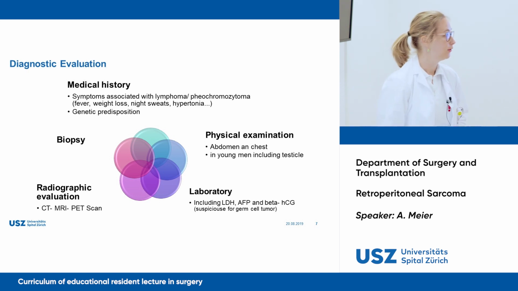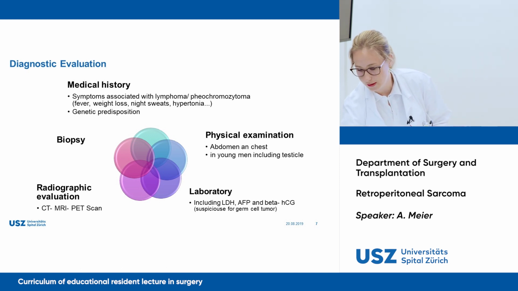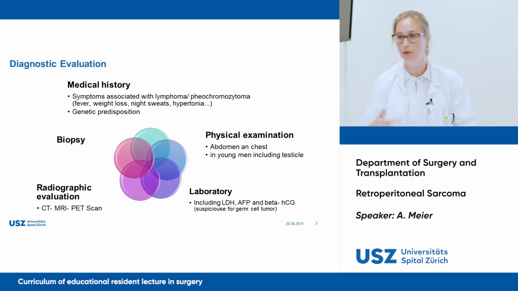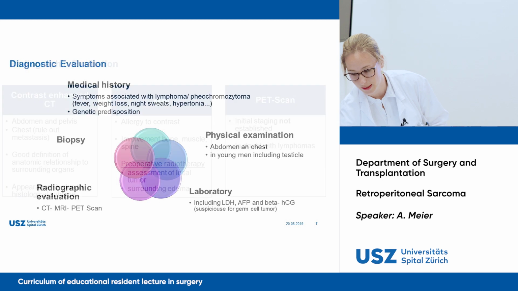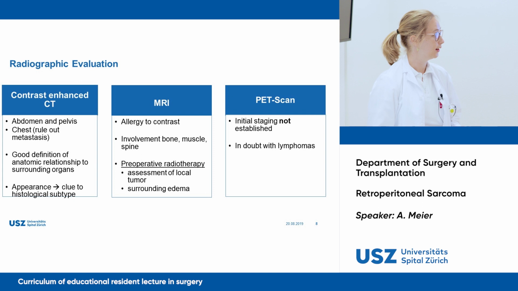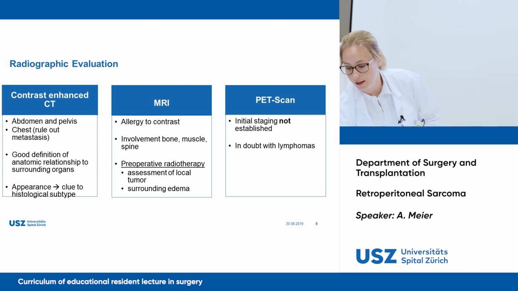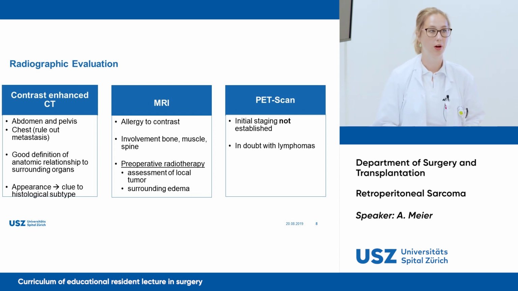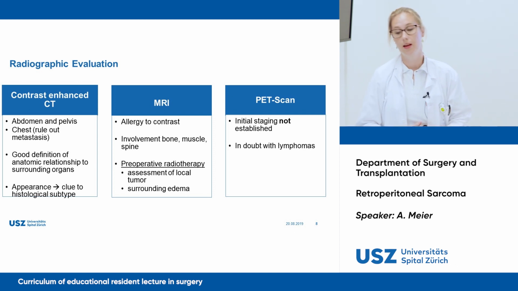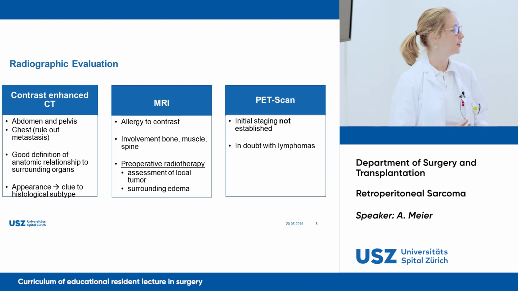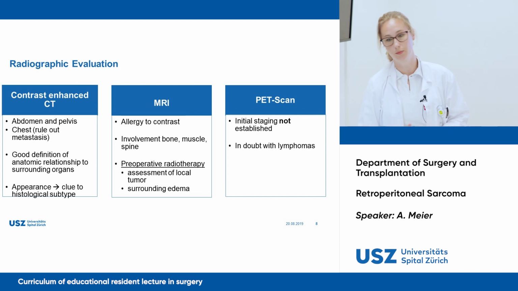The radiographic evaluation is with CT, MRI, or a PET scan. I will come to this later. And a biopsy. So this is more or less a flower of things we have to get through with a patient coming with a retroperitoneal mass. For the radiographic evaluation, we can have a contrast-enhanced CT scan, an MRI, or a PET scan. Most common is CT of the abdomen, pelvis, and chest. The abdomen and pelvis show where the mass is lying and what size it is. The chest is to rule out metastasis.